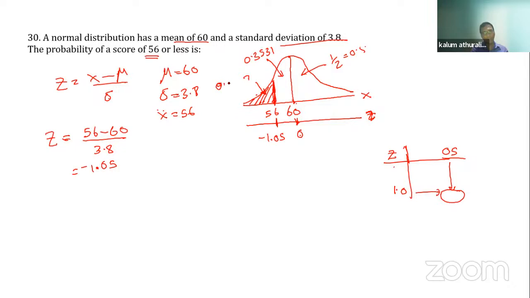How? 0.5 minus 0.3531 is 0.1469, or 14.69 percent. That is the probability. Right, understood?